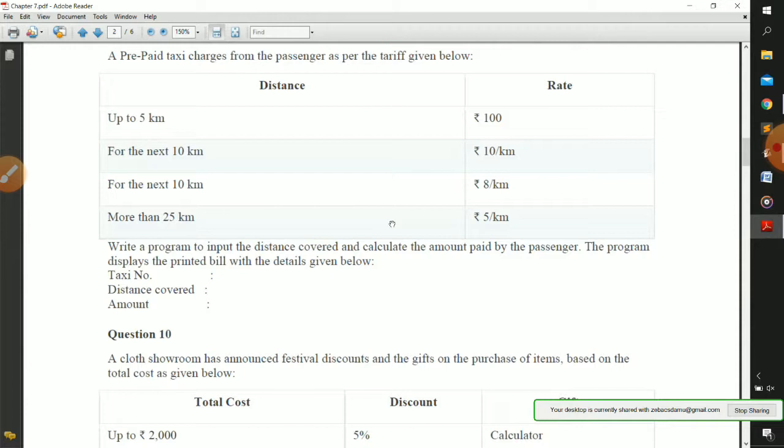In this question, every row is related to the previous row. So let us suppose you have traveled 9 kilometers, then what happens? For the starting 5 kilometers you should pay 100 rupees. For the next 10 kilometers, for 5 kilometers you have already paid 100 rupees, but you are left with 4 kilometers. For those 4 kilometers you are going to pay rupees 10 per kilometer, meaning 10 into 4. So 100 plus 10 into 4. Likewise you are going to calculate the rates.